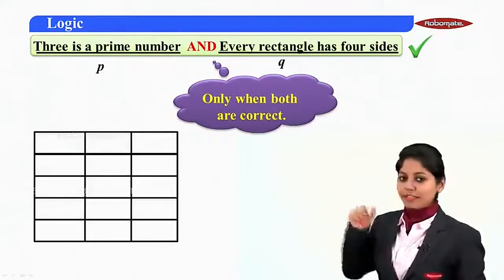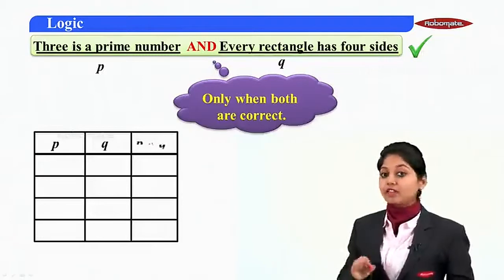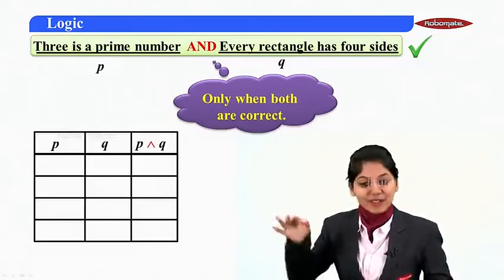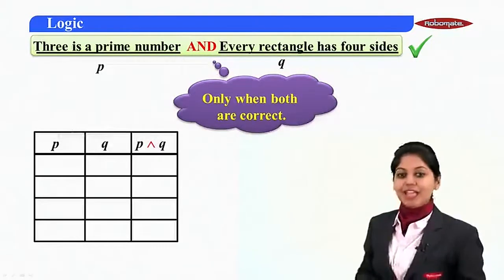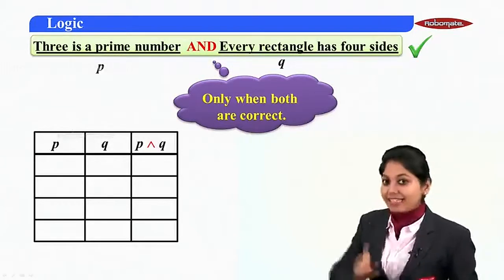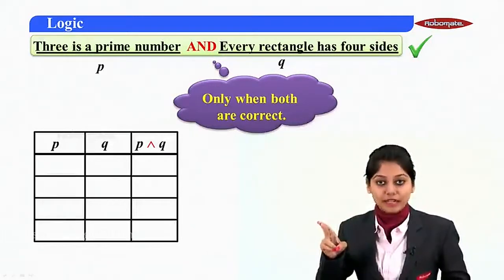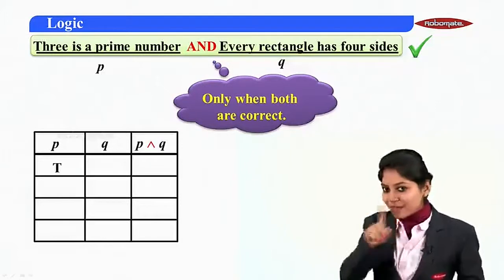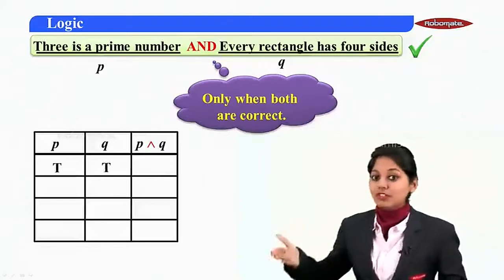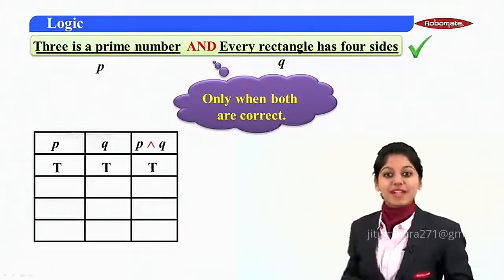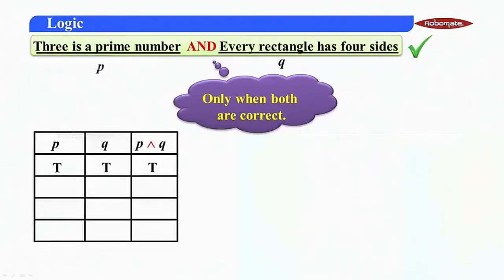And now we try to prepare the truth table for it, where the first column should be for P, the second column should be for Q, and the third column should be for P and Q. So now we'll try to prepare the truth table. Ready for it? So what did we learn just now? That the statement is true only when both the statements are correct. That means both the statements should be true. And that simply says one combination. And that combination is, if P is true and Q is true, then the statement is also true. That means P and Q is also true. Understood?